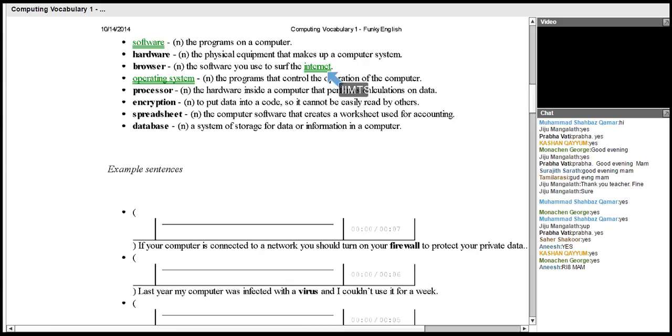Browser, the software you use to surf the internet. Like the browser I'm using now is Google Chrome, right? Operating system, like Windows 8, the programs that control the operation of the computer. The most latest operating system is Windows 8, right? Am I correct? Processor, the hardware inside a computer that performs calculation on data. Now, encryption, what is encryption? To put data into a code so that it cannot be easily read by others. This is what encryption is. Fine?